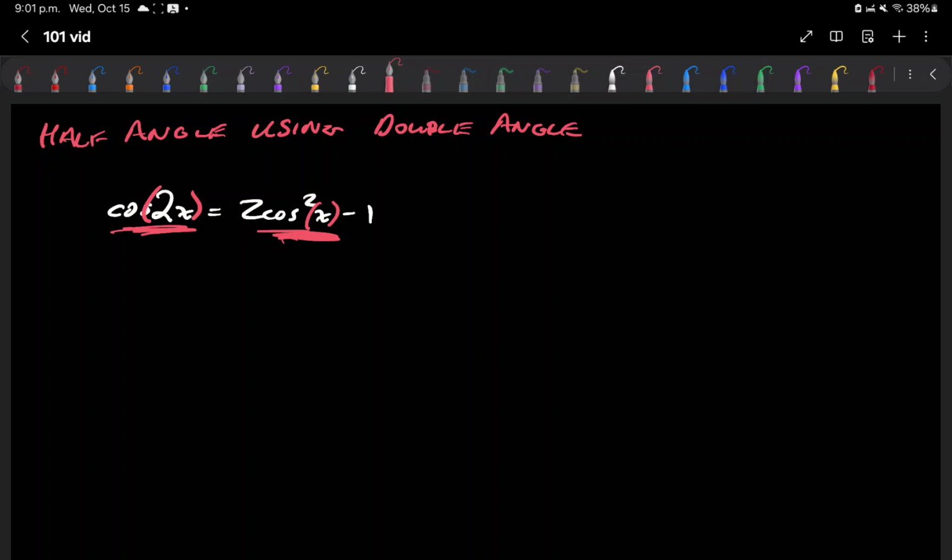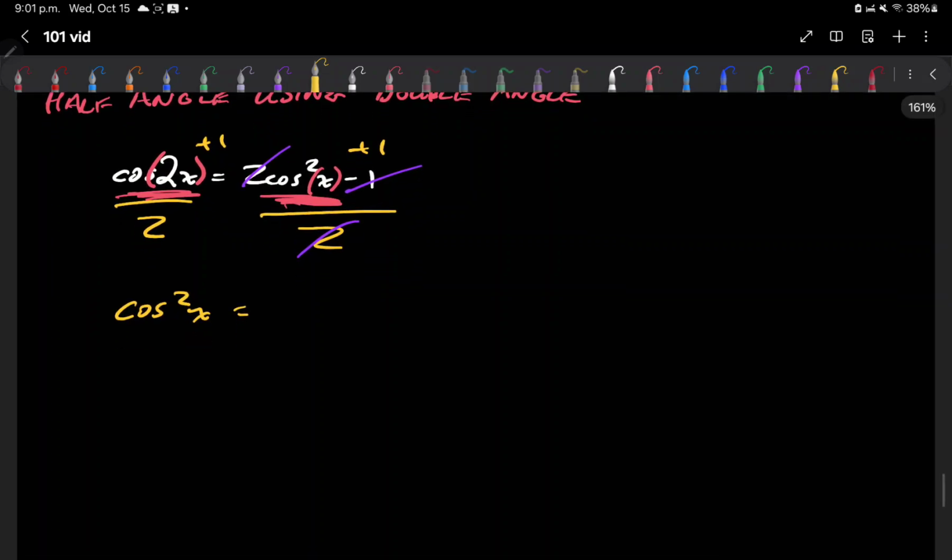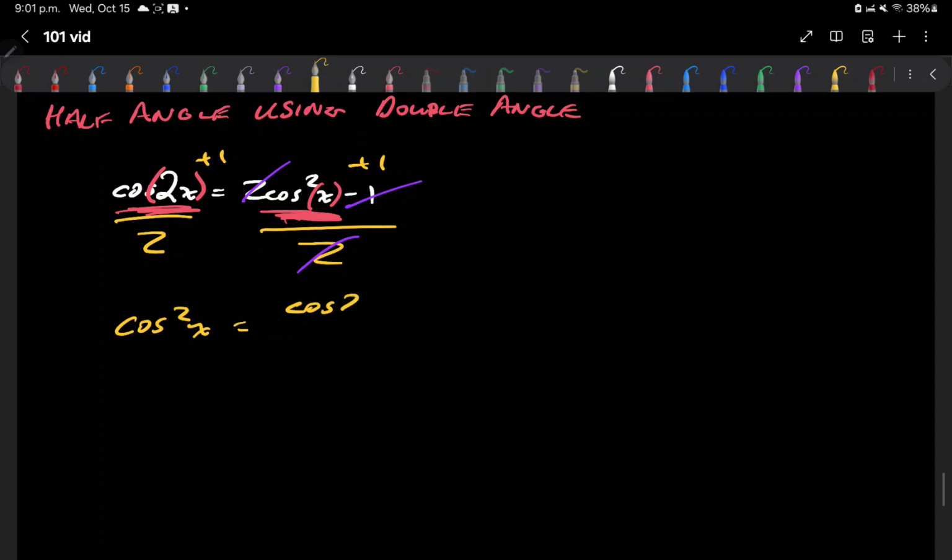We're going to add 1 to both sides, and then we're going to divide both sides by 2. So I'm going to write it out again. Cos squared x is equal to cos double x, cos 2x, plus 1, all over 2. The way it's written in textbooks, they usually have the 1 before the cos.